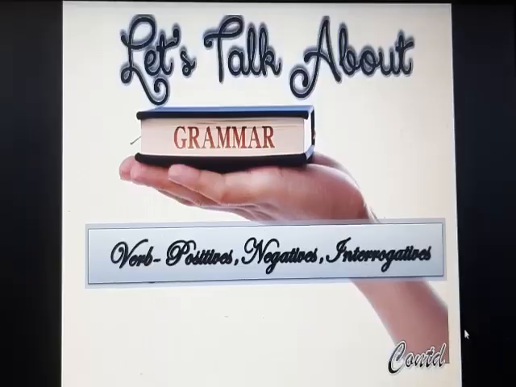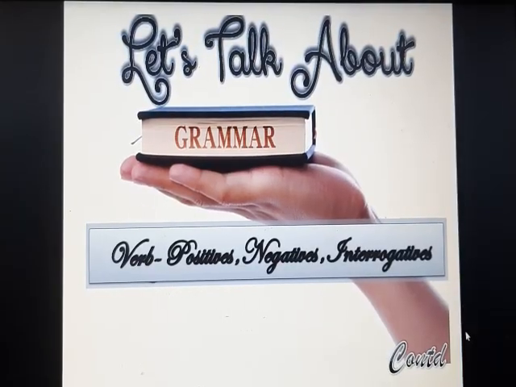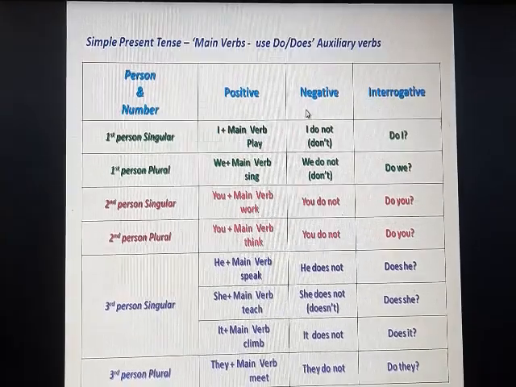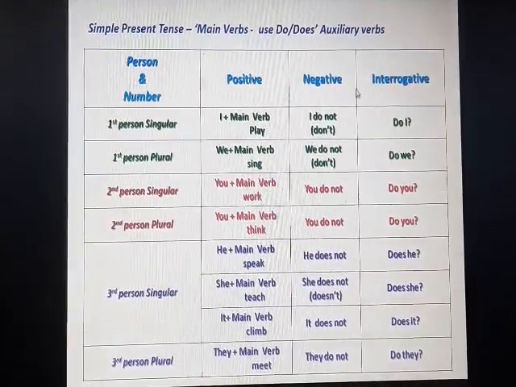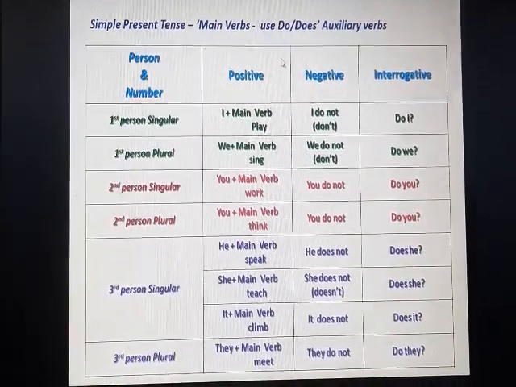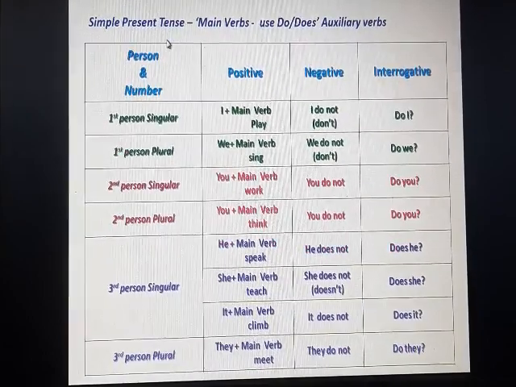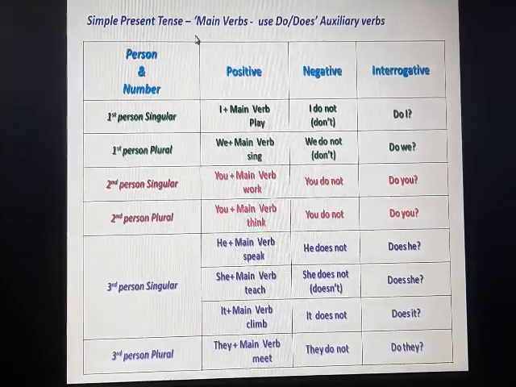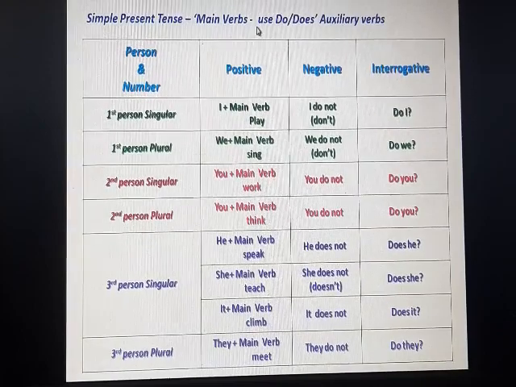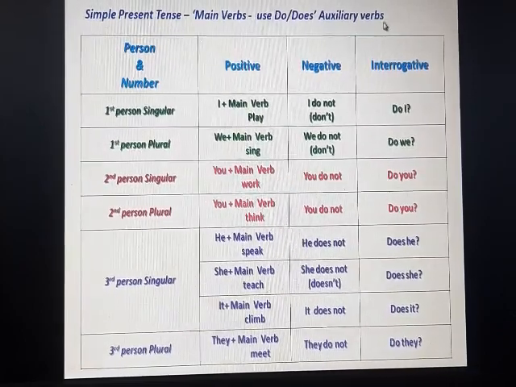Thank you. Let's continue, children. In this session, we shall see how to form negative and interrogative sentences in the simple present tense if the positive sentence has main verbs in them. Then we use do or does auxiliary verbs.